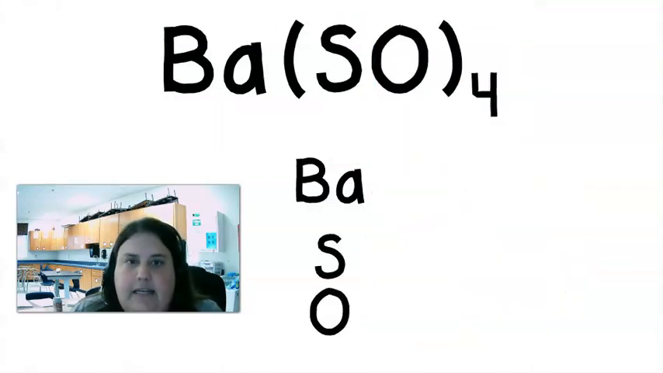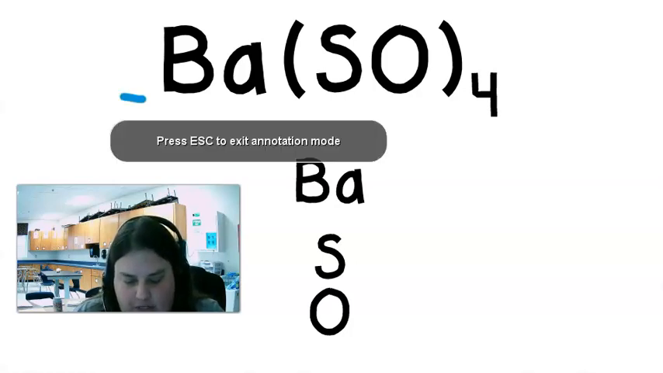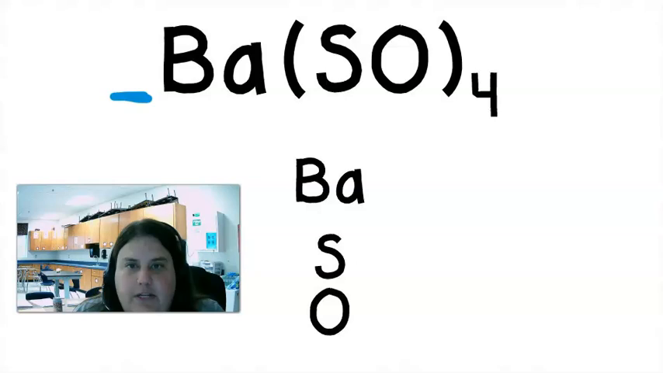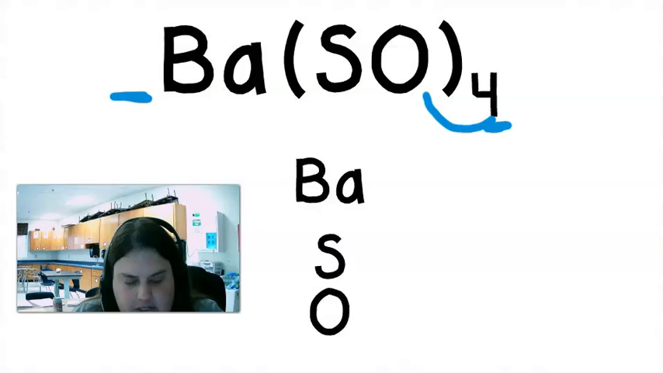In our next example, now we see that we have parentheses. We still have barium, sulfur, and oxygen. We do not have a coefficient to multiply by, but we do have these parentheses, and we see that the subscript is now on the outside of the parentheses. That means that this 4 is going to apply to the oxygen and the sulfur, but it will not apply to barium since barium is not inside of the parentheses.